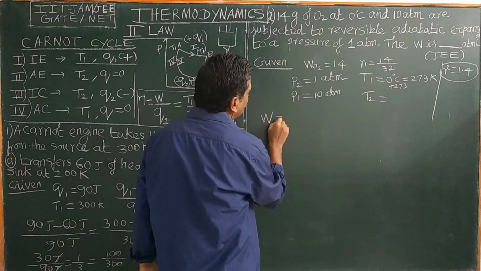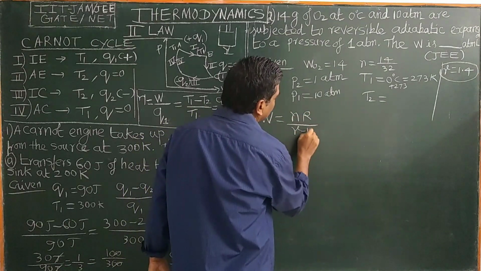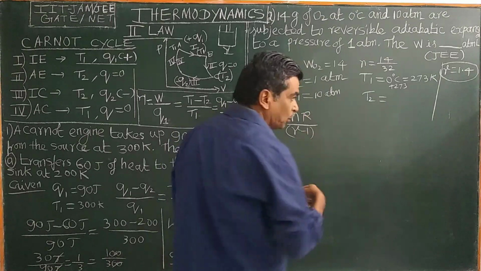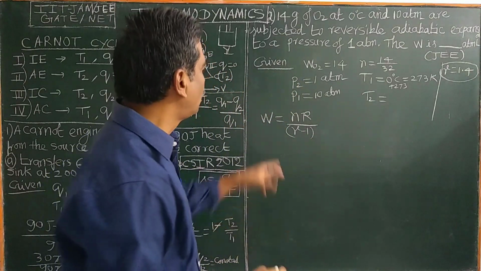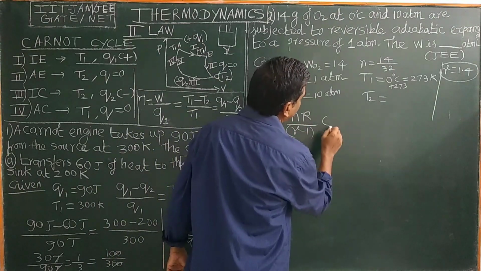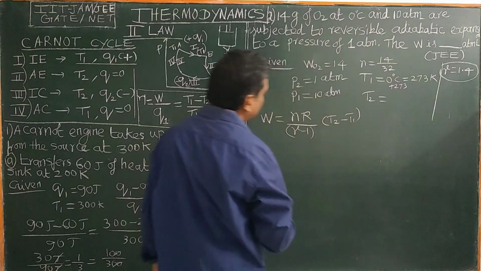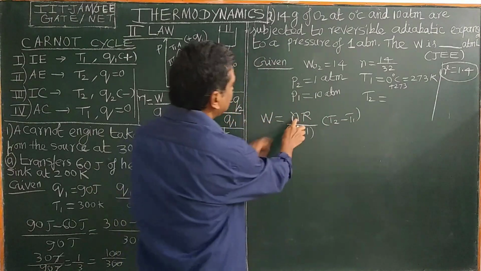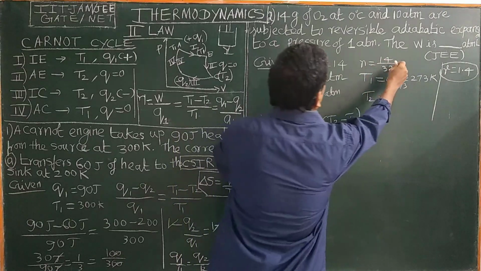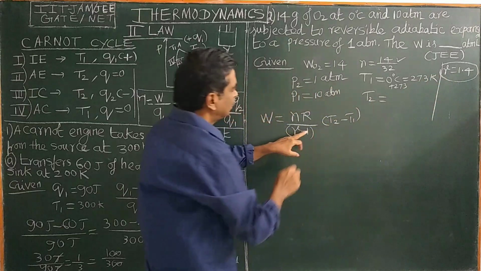Therefore, work equal to nR. Yesterday, we derived this formula. If you go through the previous video, you will know W equals nR over gamma minus 1 times T2 minus T1. We have already derived this expression. Now, n is the number of moles. Here, you know the number of moles, and you know gamma, 1.4.